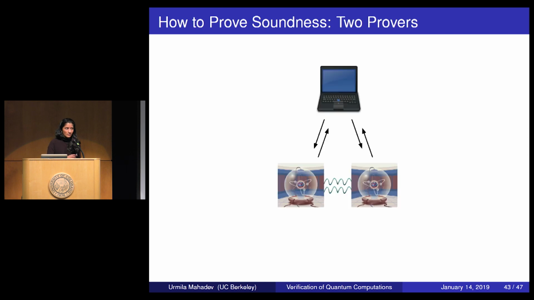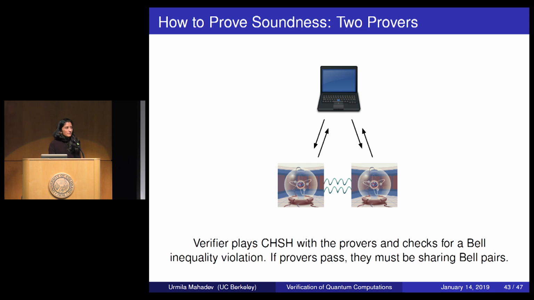Now, in the next model, the characterization was a bit trickier because now we have a classical verifier interacting with two quantum provers. And here, what happened is that the verifier played the CHSH game with the two provers and checked for a Bell inequality violation. And then they showed that if the provers passed with a certain probability, then the provers had to be sharing Bell pairs. So they had to share these maximally entangled states. And then they could use this characterization to force the provers to carry out a quantum computation.